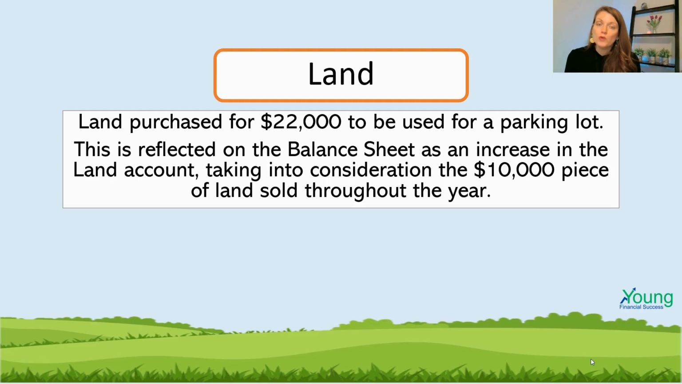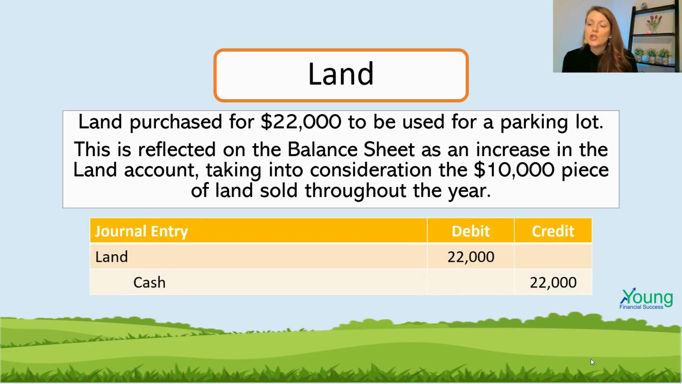The balance sheet only went up by 12,000, but remember that 10,000 that we sold would have decreased it, so it nets out to an increase of 22,000. So we increased land by 22,000. And we decreased our cash by 22,000. So that would also show up in the investing activities.